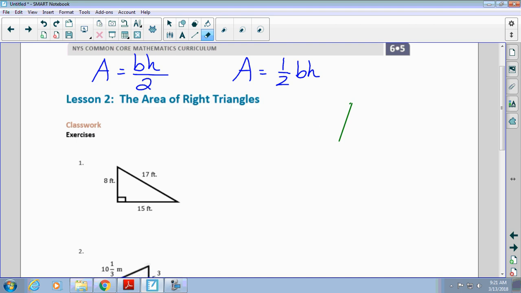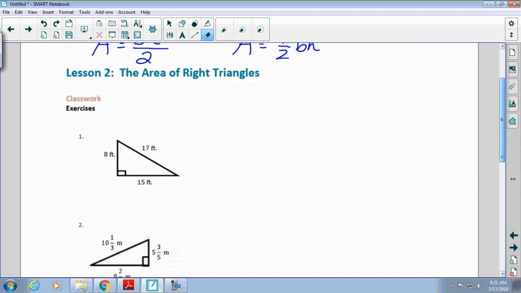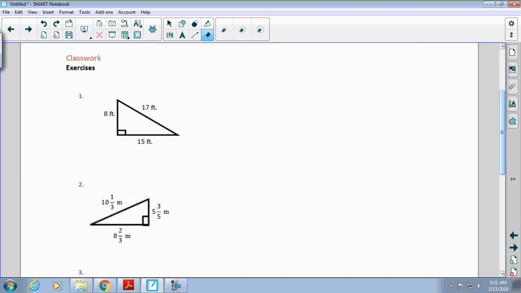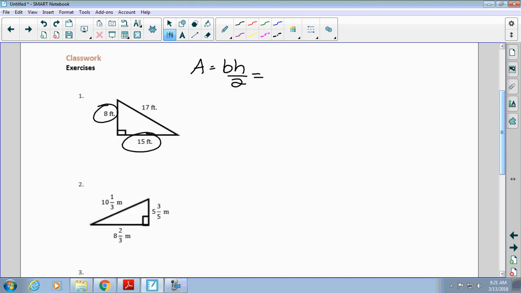So it's just a lot of calculating today, plugging in and calculating. We're going to write the formula always first. So area equals base times height divided by 2. And then you're going to plug in. Which two numbers do we want to use for the base and the height? Liz. 15 times 8. Yep, 15 and 8, because those are the perpendicular lines. So 15 times 8 divided by 2.